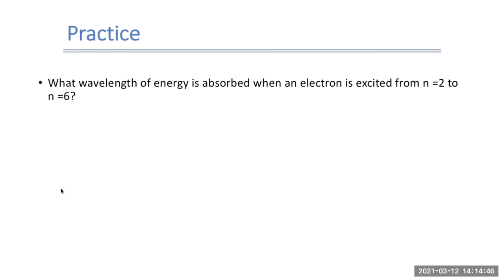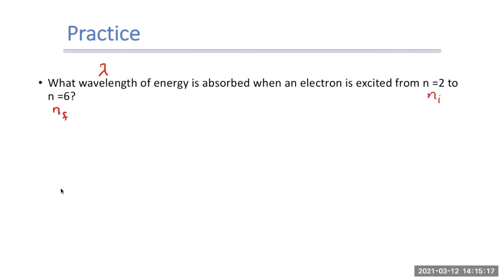So now let's practice this. If I ask you, what is the wavelength of energy that is absorbed when an electron is excited from n equals 2 to n equals 6? Looking at this, I want to know what the wavelength is, so I want to know lambda. My initial state, n initial, is n equals 2. My final state, n final, is n equals 6.